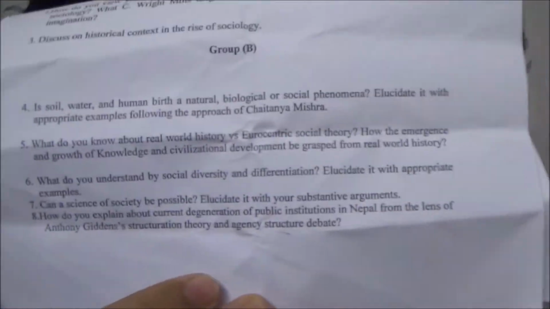And the fifth question is: what do you know about the real world history? Say, Eurocentric social theory, how the emergence and growth of knowledge, civilization, and development graphs. Let me show you the question. This question is asked from the ReOrient article by A.G. Frank. The answer is how the Europeans in the past had altered the history of the world to favor their military expansionism, colonization, and their hegemony.